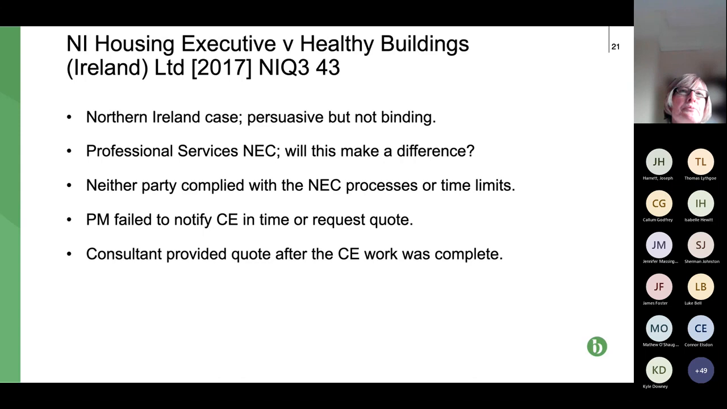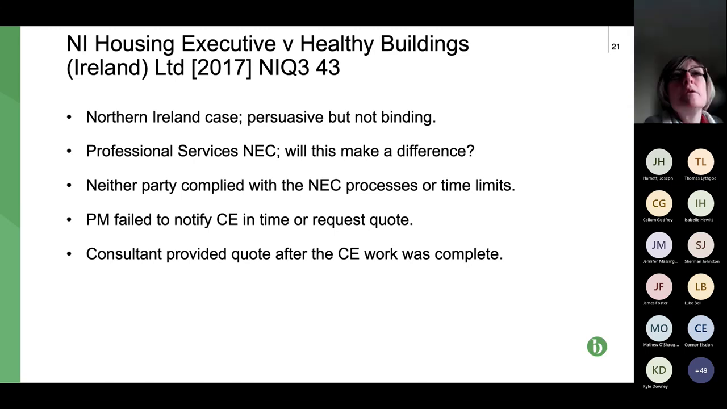So this is what I think is the most important case law that we have for NEC, and it covers how you quantify a CE. So before we go into the detail, just a few caveats.